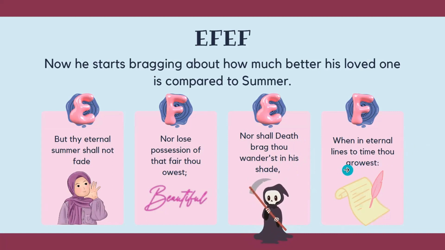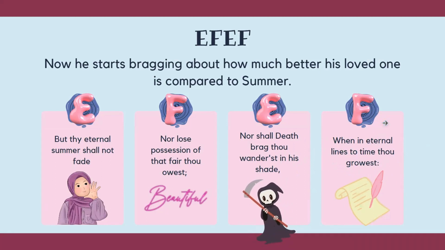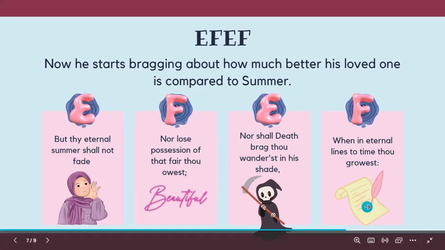Why? Because in eternal lines, in time thou growest. You will grow in eternal lines. And what does he mean by these eternal lines? Well, it's the poem. You will grow in the poem. So you will live on in the poem, therefore you won't die and you won't be taken by the Grim Reaper.